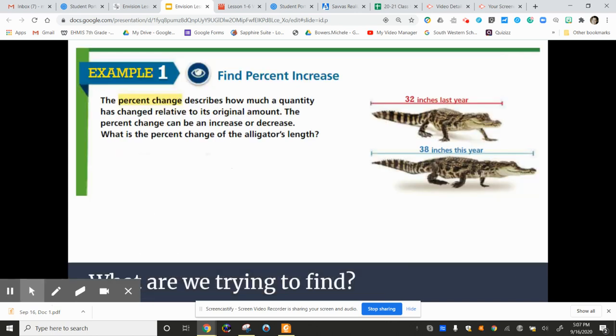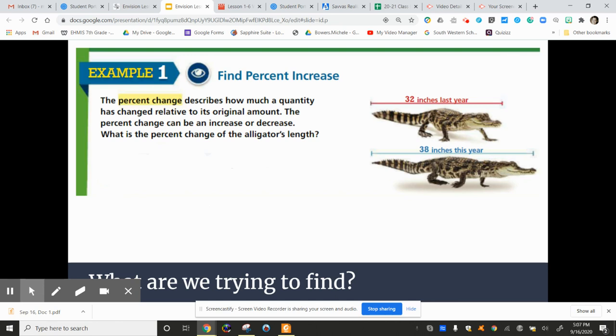So here's a problem about an alligator, and this alligator has grown in the year. Percent change describes how a quantity, how an amount, has changed compared to its original amount. The percent change can be an increase or it can be a decrease. So let's look at the percent change of this alligator's length.